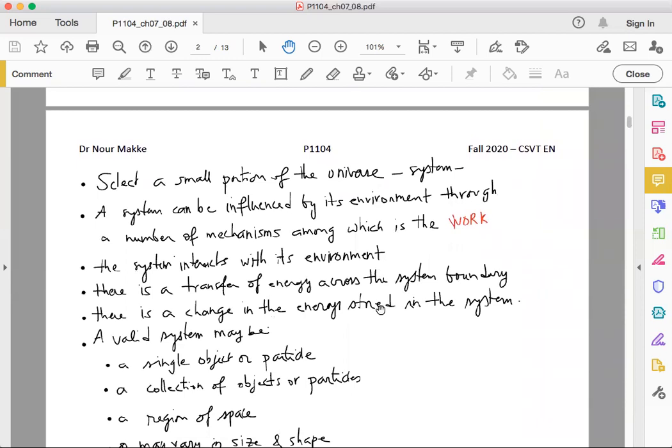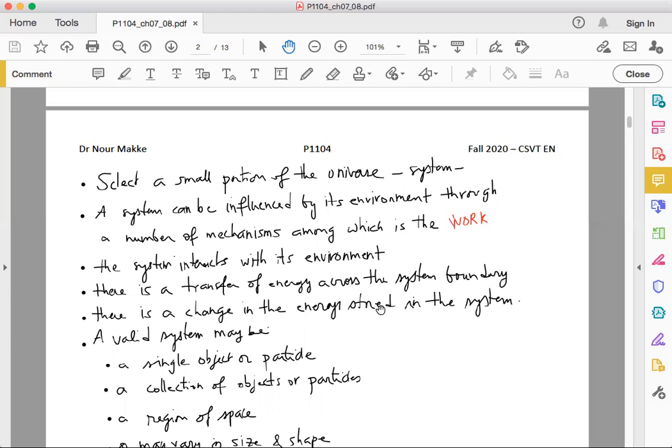Now, we are going to think in this new approach and the system model in the following way. When we deal with any object, or collections of objects that we are going to study, we will select this portion of the universe that we are interested in as our system. And we should never forget that the system can be influenced by the environment surrounding it through a number of mechanisms, among which is the work. The work is an important concept that we are going to discuss immediately after the introduction.